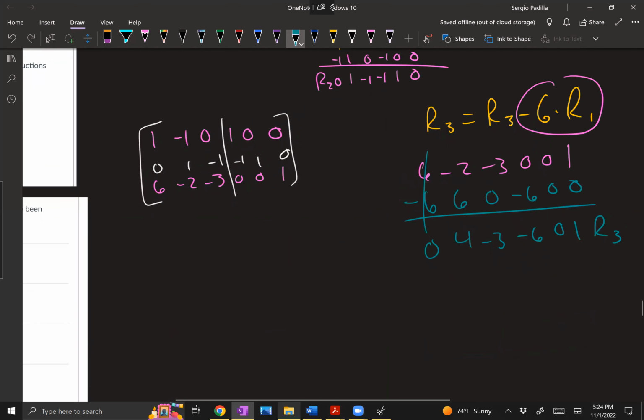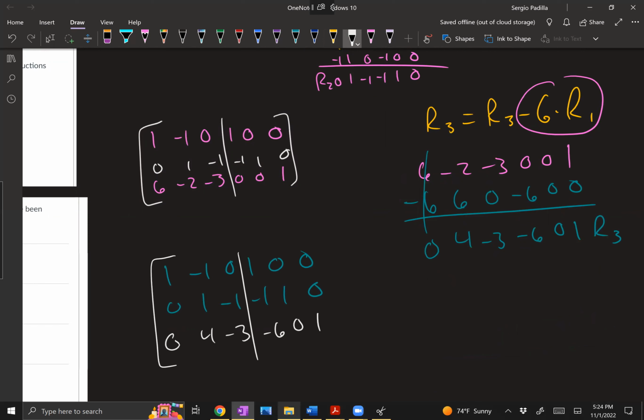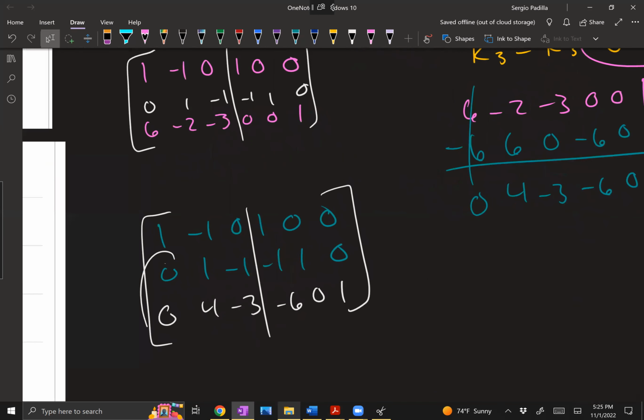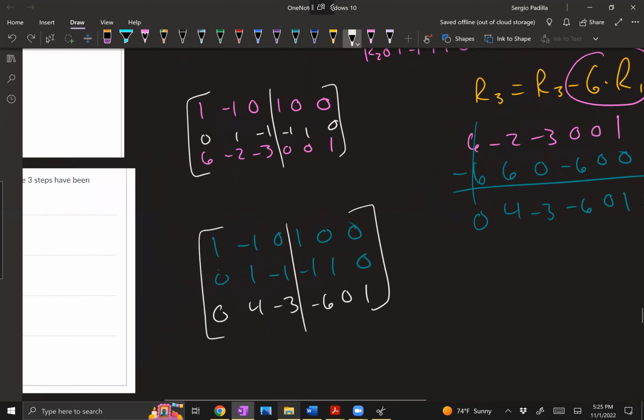So I'm going to write everything as it is: 1, -1, 0, 1, 0, 0, 0, 1, -1, -1, 1, 0. And now my new row 3 is going to look like this: 0, 4, -3, -6, 0, 1. Notice how everything is going here. Notice how we now have the first 2 zeros in the first column, which is what we want. We want to get the identity matrix on the left side.